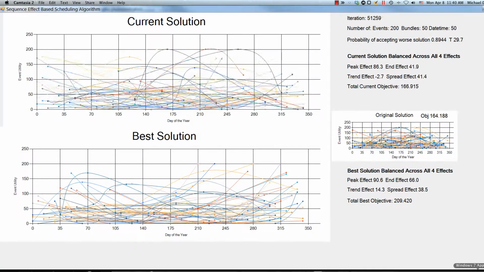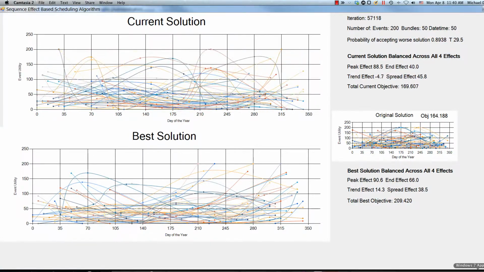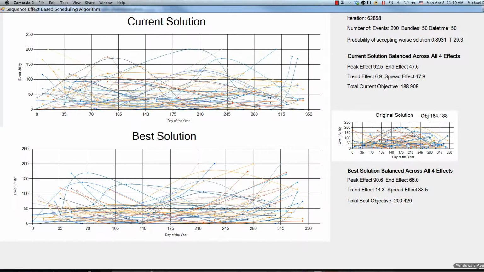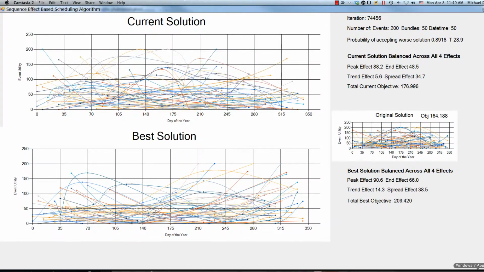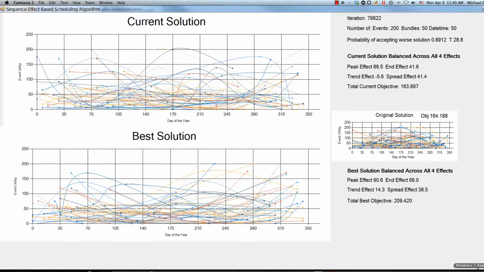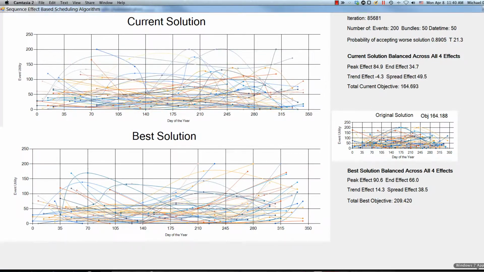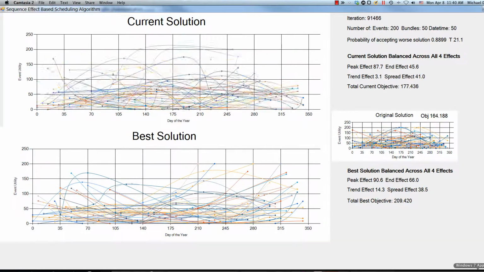Hi, this is a quick demonstration of a sequence effect based scheduling algorithm. Let me explain a little bit what's going on here. Imagine that you were tasked with scheduling a whole bunch of events across an entire year.